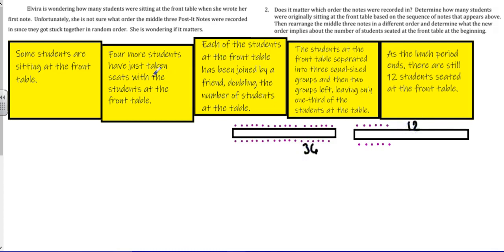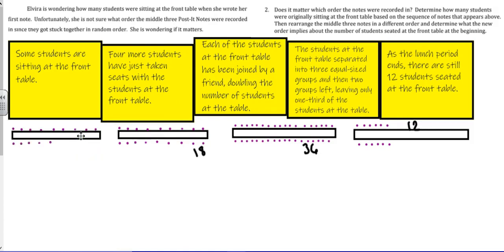Now, the difference in this problem and the last one is that this is when the students have doubled. So they doubled to get to 36, so we have to divide by 2 to get the amount that we had before, a total of 18. And then 4 more students, so we have to take those 4 off, subtract those 4 out, and we have 14. So as you can see, 14 is different than the 16 we got with a different order.